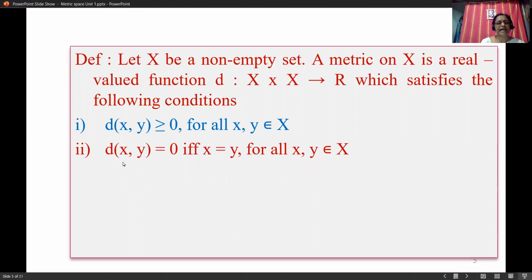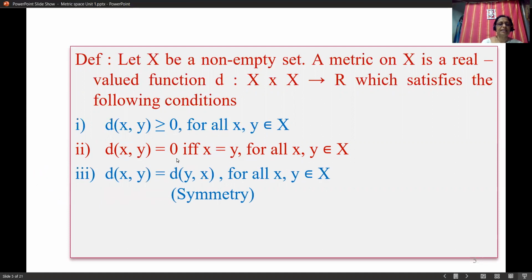The second condition says that D of xy is equal to 0 if and only if x is equal to y, for all xy belonging to X. So what is the result here? Whenever you consider the ordered pair of an element with itself, its image under D is always equal to 0. The third condition is known as symmetry. That is, the image of the ordered pair xy under D is always equal to the image of the ordered pair yx. If this is true for all xy belonging to X, then we say that the symmetry condition is satisfied.